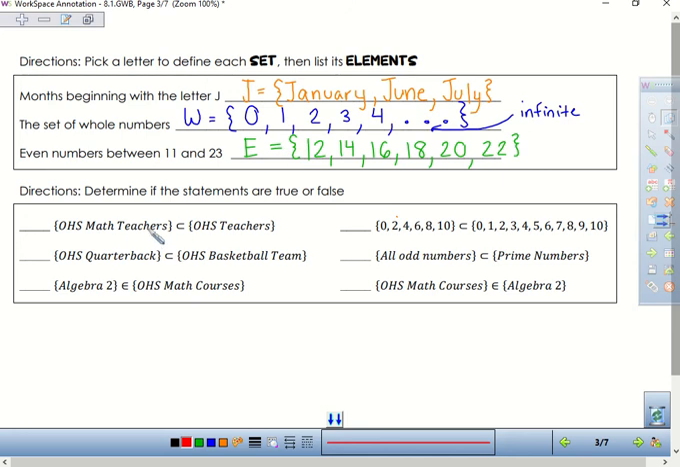Would the Oviedo math teachers completely fit in the set of Oviedo teachers? Yeah, they would fit. There wouldn't be any leftovers that wouldn't fit in that set, right? There wouldn't be anybody that wouldn't be in the gym at all. We'd all fit inside. So basically, we're a subset of the Oviedo teachers. Does that make sense? We're underneath that umbrella.